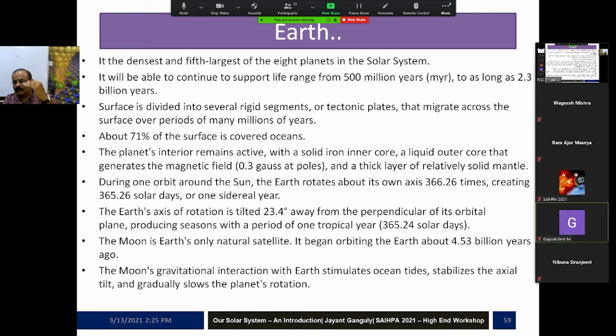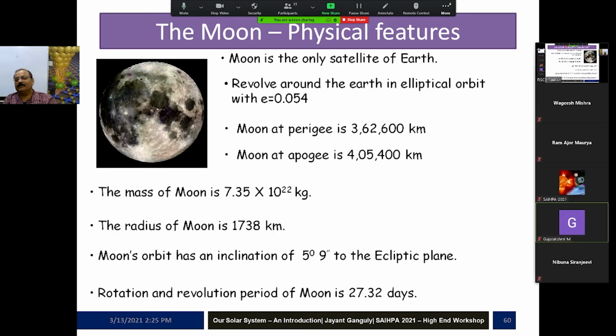So, the most important part of that is that it has supported life. It has good tectonic plate activity, which keeps it geologically active, and it's covered with ocean, and it has a good magnetic field. Its axis is tilted. For that we have the seasons. So all these things are there, and then we have the moon. The moon's parameters are also given here.